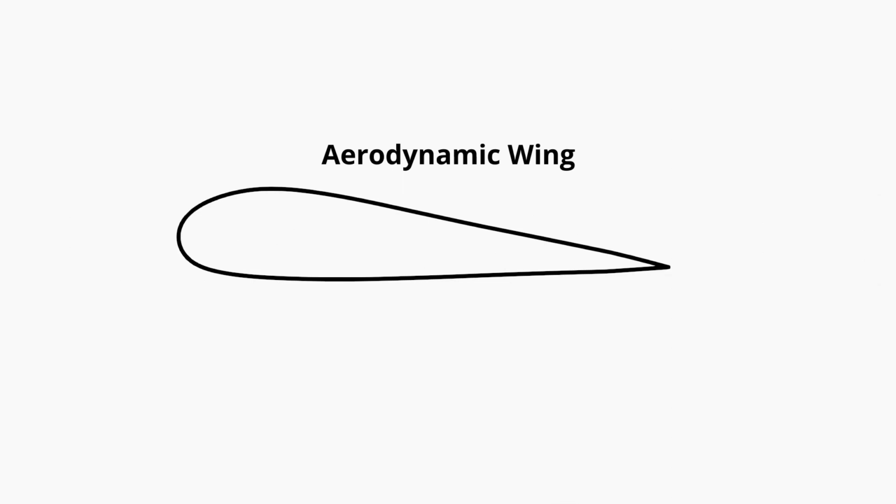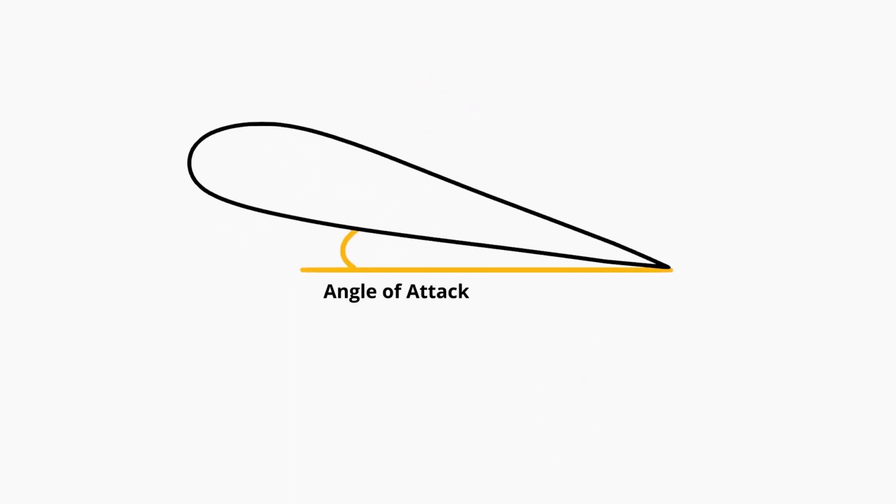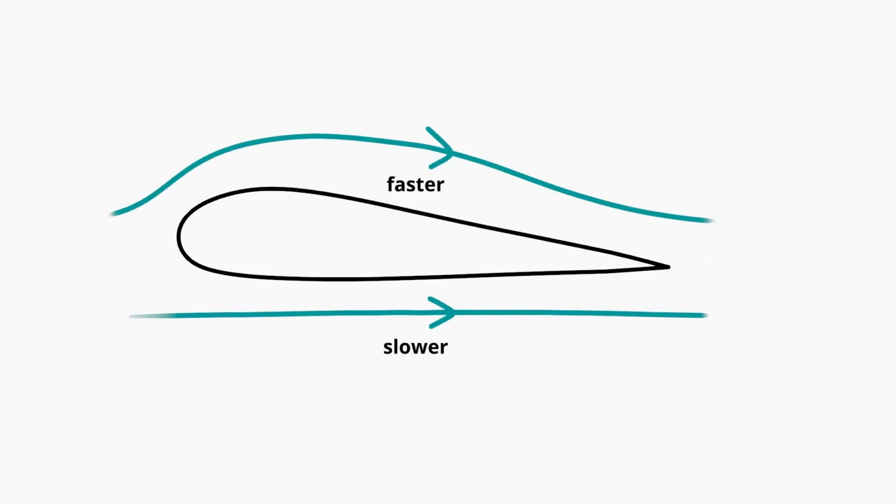Here we have a poorly drawn aerodynamic wing. In general, there are two ways that allow the wing to generate lift. The first way is by directing the moving air downwards, which pushes it up according to Newton's law. So the wing needs to be at an angle, and we call this angle the angle of attack. The second is to make the air move faster at the top than the bottom.